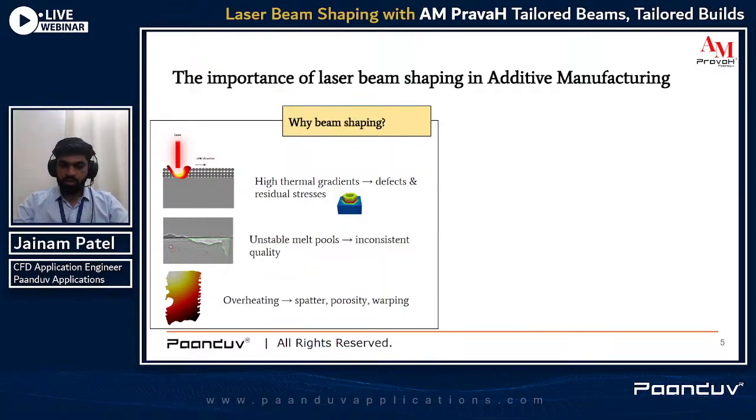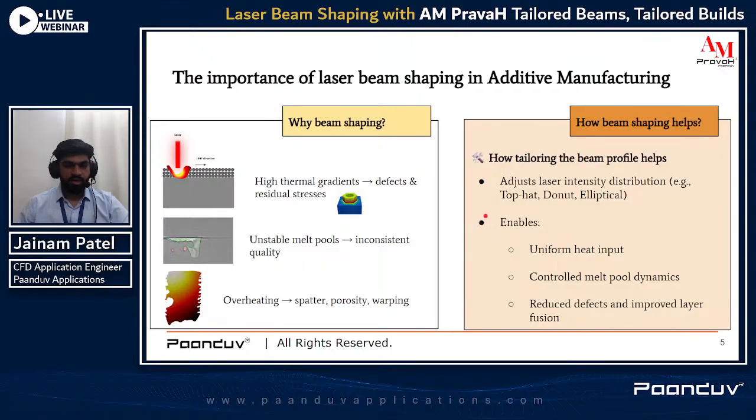As we move away from the center, temperature drops sharply. This uneven heating leads to high residual stresses and common defects like cracking and warping. Additionally, unstable manifolds caused by uneven energy inputs can lead to inconsistent layer quality. Localized overheating can also cause spattering, porosity, and distortion.